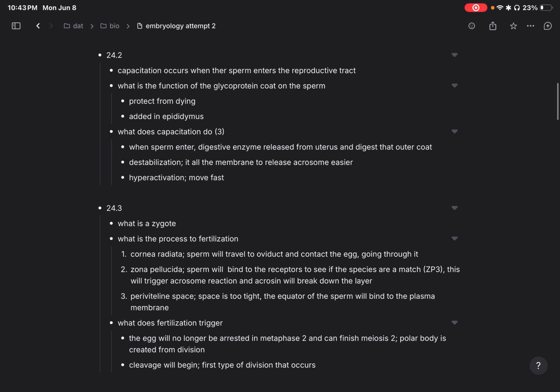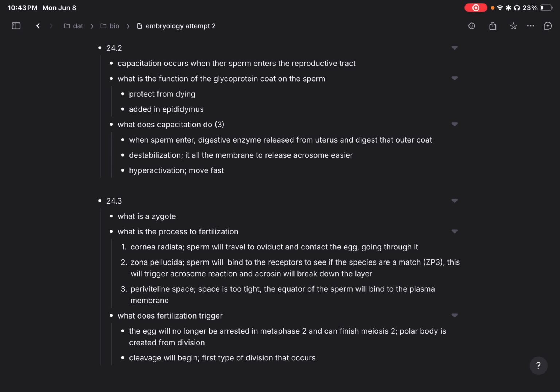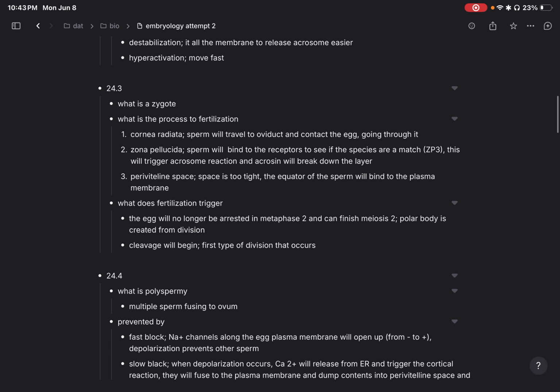Okay, so what does capacitation do? It does 3 things. The digestive enzymes from the uterus will break down the glycoprotein coat of the sperm. Then destabilization will also occur. The membrane will be released from the acrosome, kind of like from the top of the head, to make the acrosome able to release faster. And hyperactivation, you'll start moving fast. Cause unknown. Maybe the glycoprotein coat was immobilizing it.